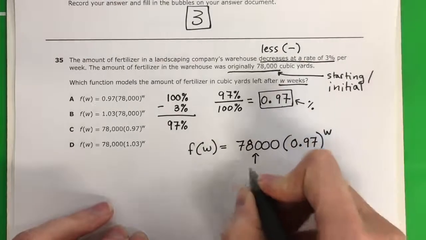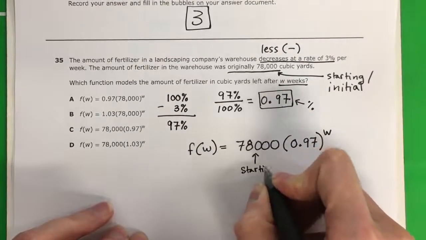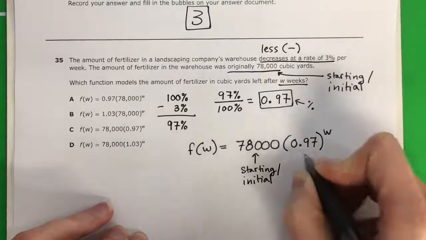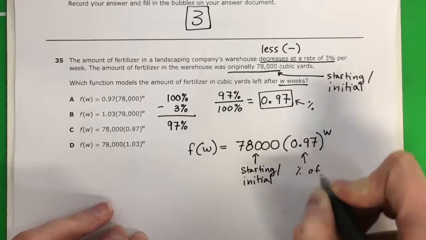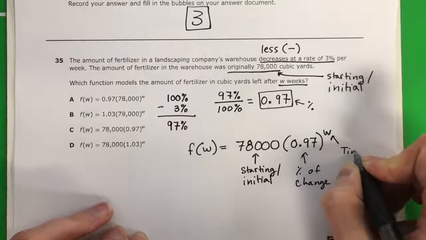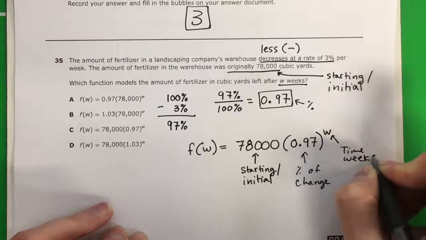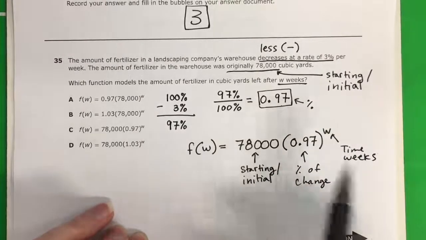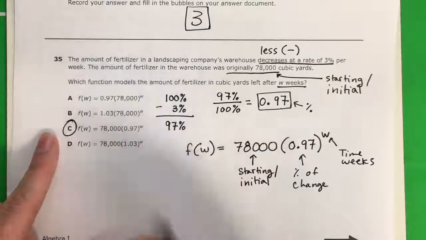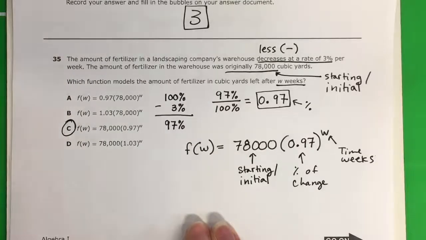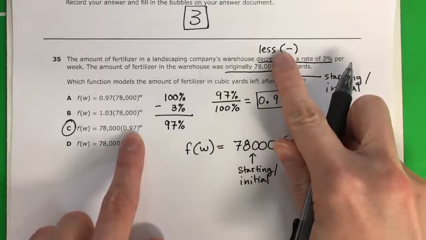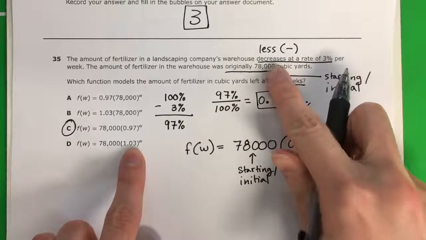So this is the starting, slash initial. This is the percent of change. And this is your time, in this case, weeks. So my answer will be, looks like it's C. So that's the answer there. This one is actually increasing, not decrease. This is decrease, minus; this one is increase, plus.